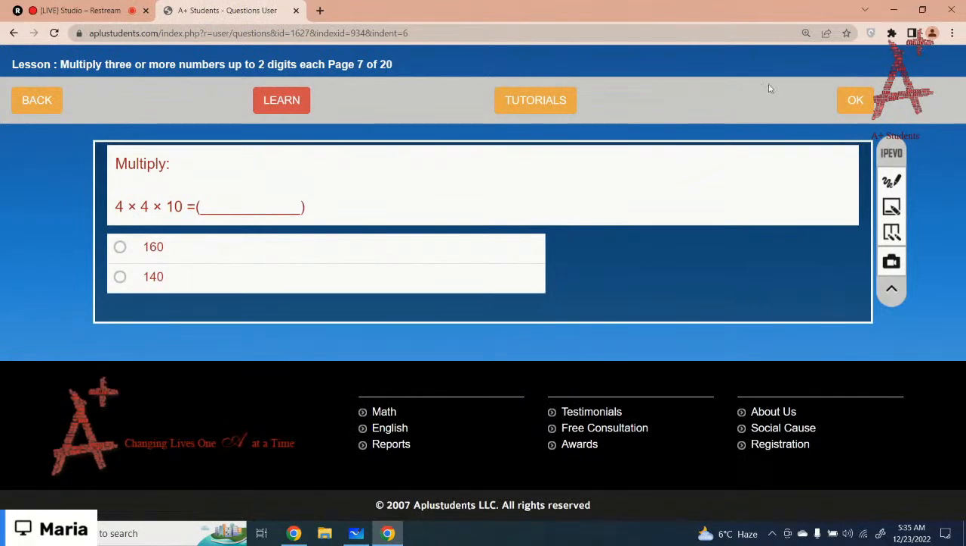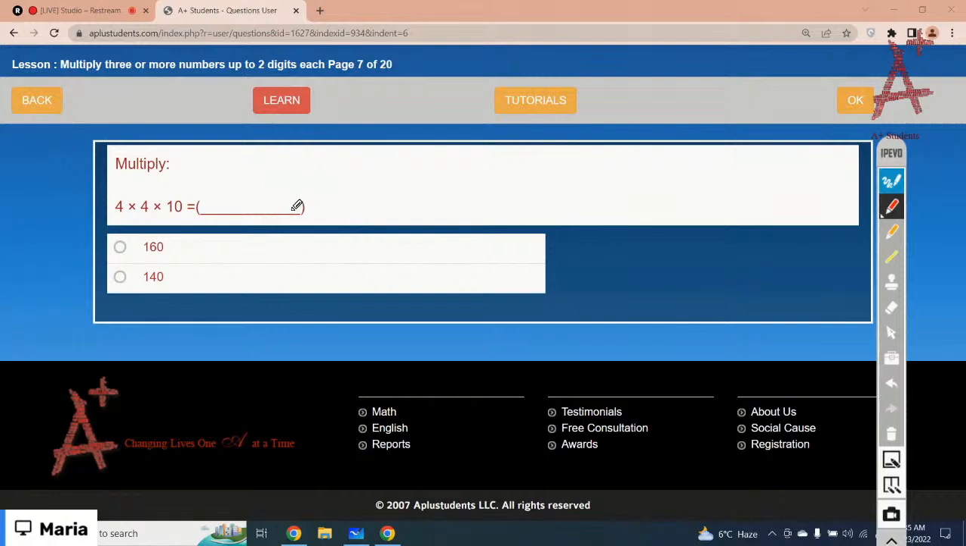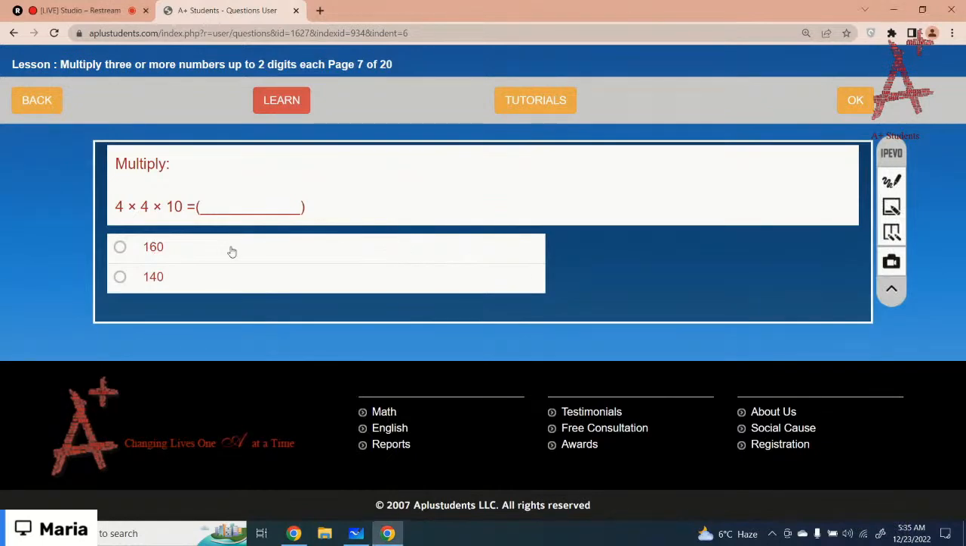Okay, the next one is 4 times 4 times 10. 4 times 4 is 16 and 16 times 10 is 160. Got it? Select the correct option, then click on the OK button.